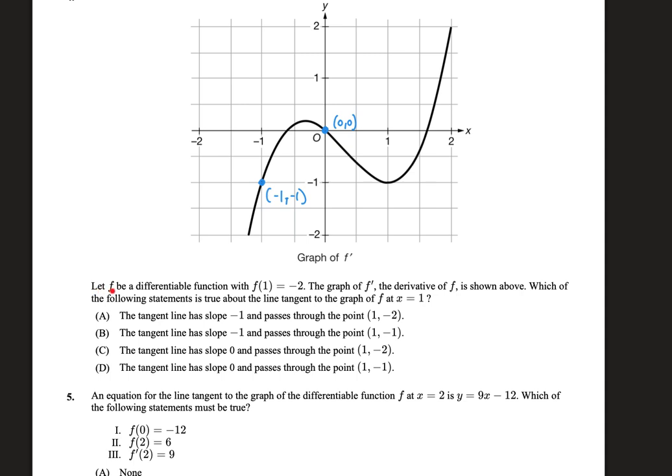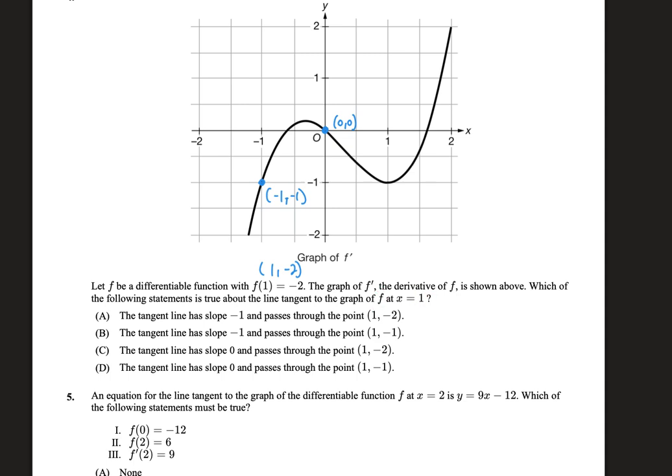So look at the question. They say, let f be a differentiable function with f of 1 equal to -2. So this is just a single point on the original function. This is the point 1 comma negative 2. The graph of f prime, the derivative of f, is shown above. Which of the following statements is true about the line tangent to the graph of f at x equals 1?